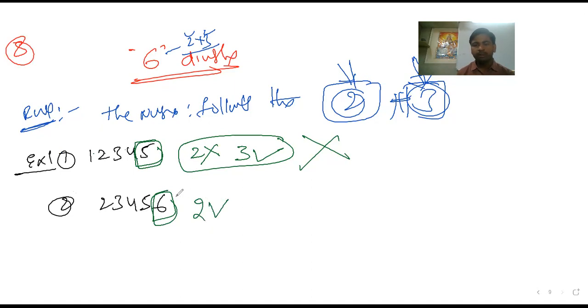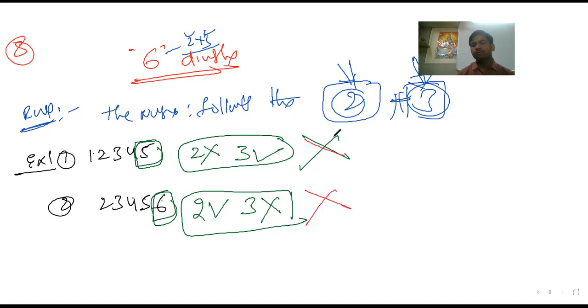Is it divisible by the 3 table or not? Let's check it out. 2 plus 3 is 5, 5 plus 4 is 9, 9 plus 5 is 14, 14 plus 6 is 20. Because it is 20, it is not divisible by 3. So it is divisible by 2 but not by the 3 table. Therefore, both conditions are not satisfied, so the entire number is also not divisible by the 6 table.